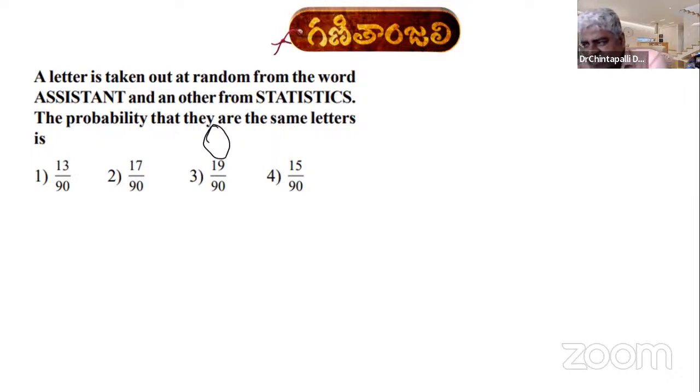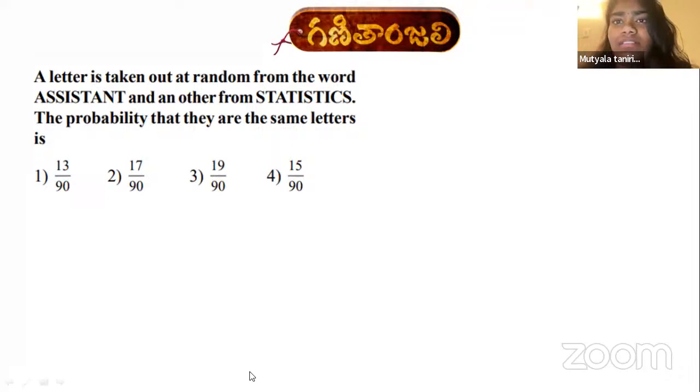A letter is taken out at random from the word assistant and another from statistics. The probability that they are the same letters. One letter is taken from the word assistant and one letter is taken from the word statistics. That means what are the common letters? Identify the common letters in those 2 words.